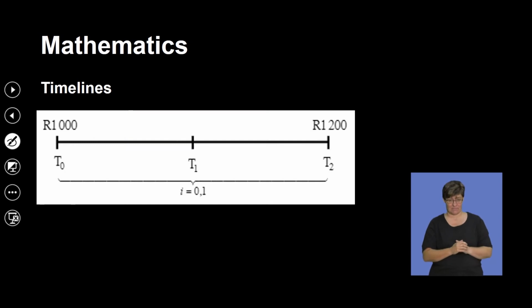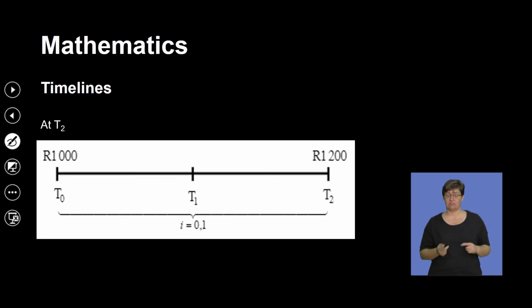Now, if we're to use a number line for this, at T0, you can see that the amount is actually 1,000 that the person is putting in. At T1, there is nothing that is happening. They're still gaining interest. And then at T2, the amount now became 1,200. So we need to look at what exactly does this mean.